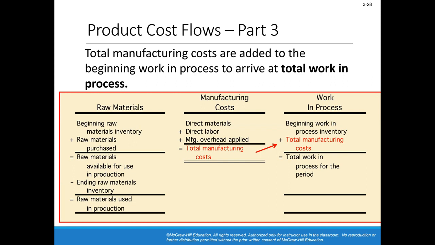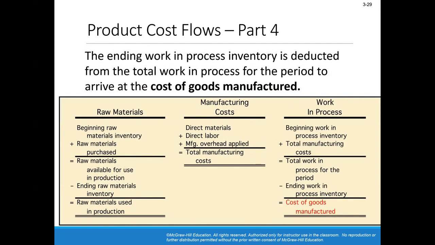Then we have to add in all the costs that were brought in. So all of our direct materials, direct labor, and manufacturing overhead applied. We're pulling that in. We're going to add them together for the total work in process for that period. Now, remember, some are going to get finished during the period. Some are not. So in this example, you're going to deduct out the ending work in process inventory. Obviously, if it's not left, that is what has been completed and has moved on to finished goods.